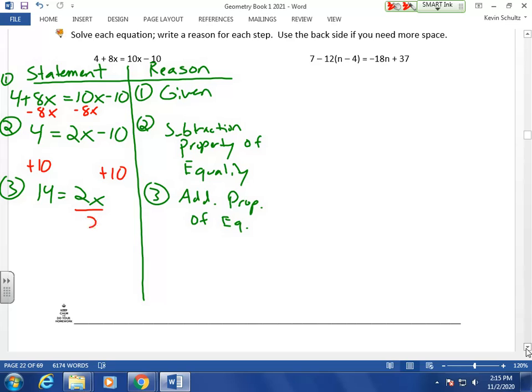Divide both sides by 2. Again, you don't have to write the red part there. Your result would just be 7 equals x. And the reason why? The division property of equality. Okay? So there you go. You've just written your first formal proof.